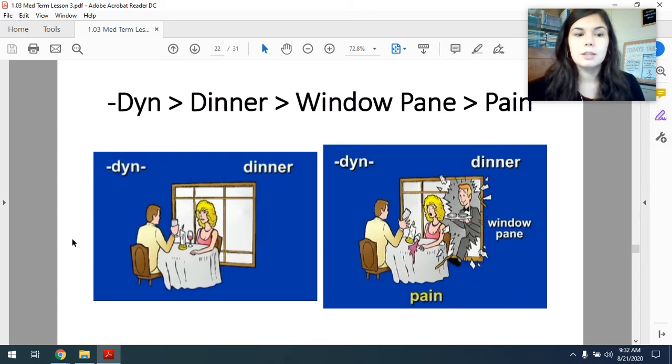Next, we have den. We can see a couple of people sitting here eating dinner next to a window pane, and then all of a sudden this guy busts through the window pane, and it means pain, because you would be in pain if you busted through a window pane, but you can also just remember window pane, pain. Den, pain.